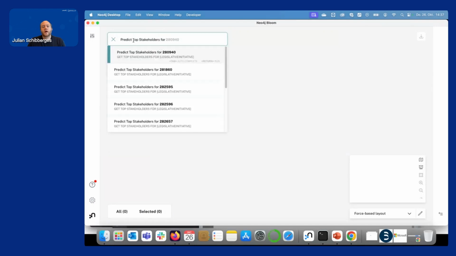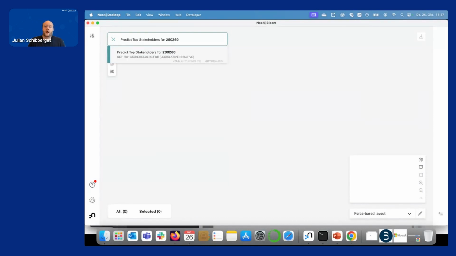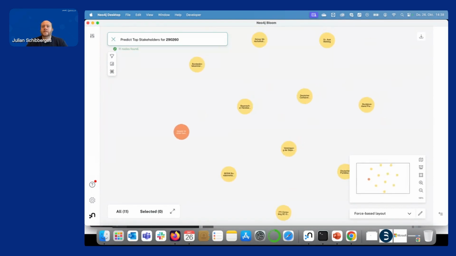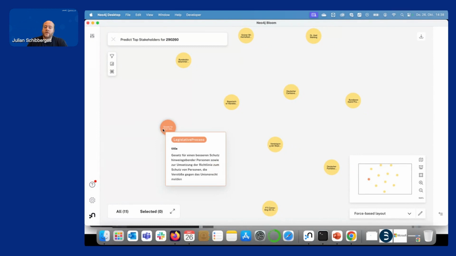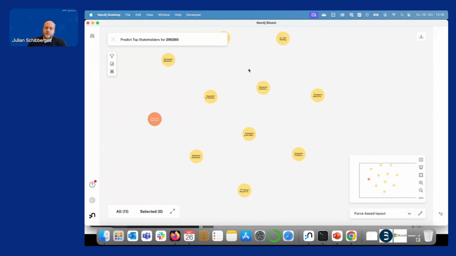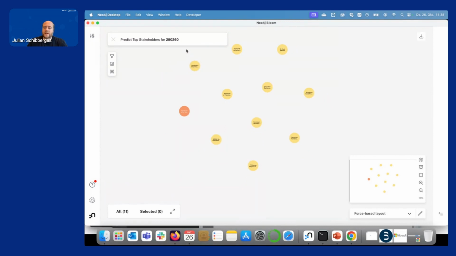I will show you a Cypher query I pre-entered, called predict top stakeholders. I want the top 10 stakeholders for a certain legislative process, and I choose a law that's actually a whistleblowing law, so in the whole context of transparency. It's the law implementing a whistleblowing regulation passed down by the EU. And what I quickly get is the law, or the initiative for that law, over here, and the top 10 stakeholders based on their fields of interest.